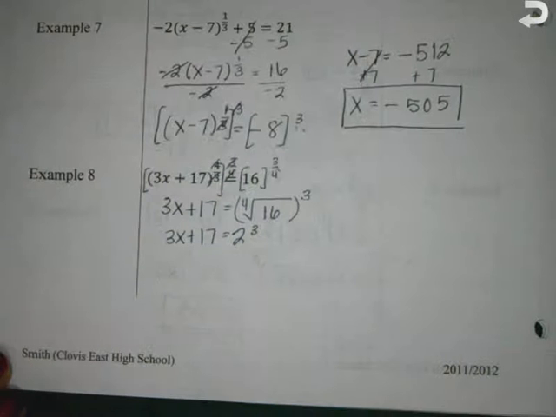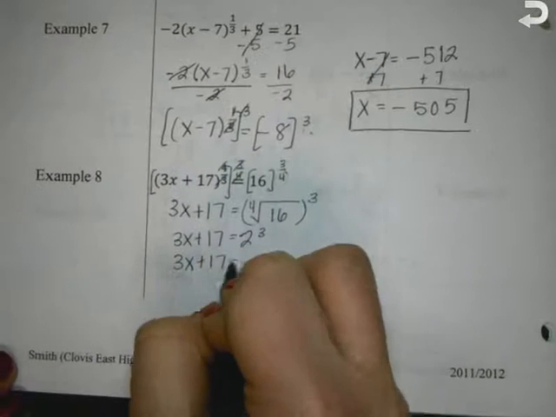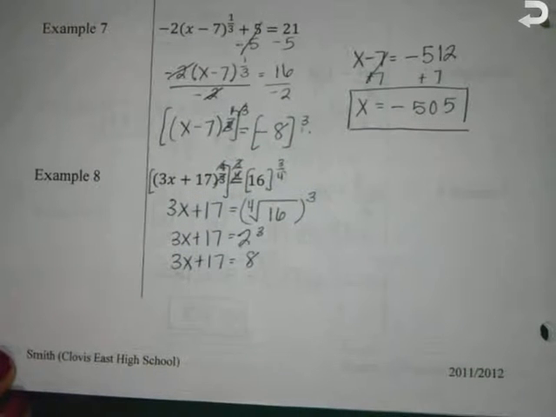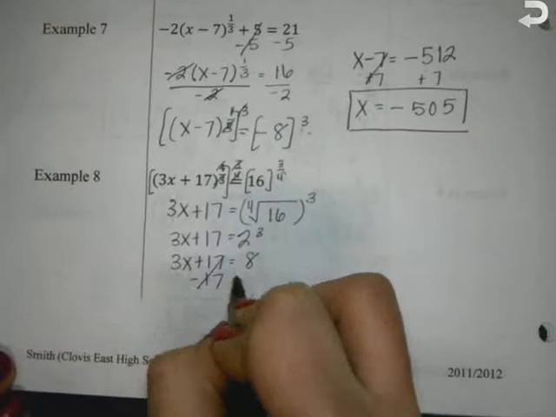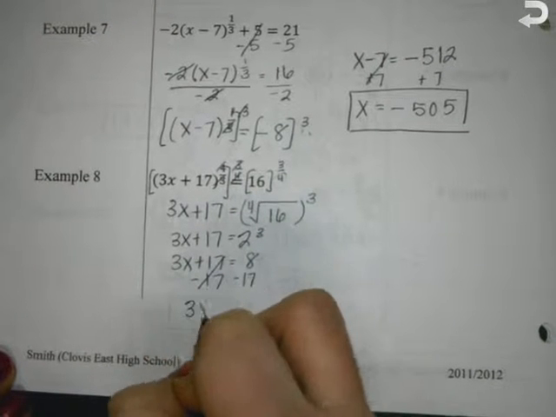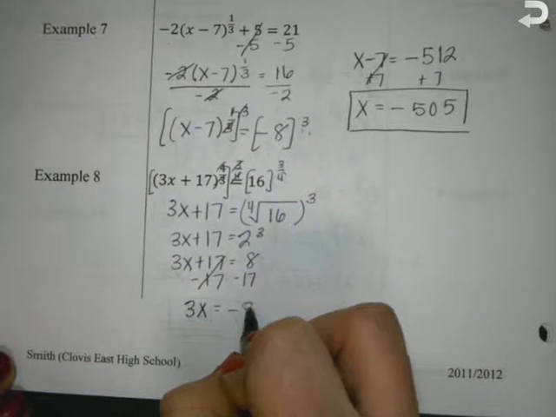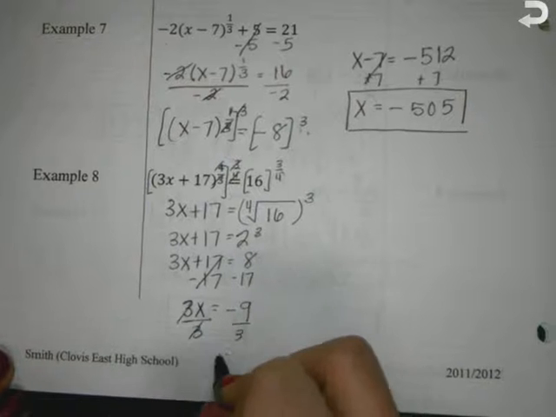And then this is a two-step equation. We subtract 17 from both sides. So 3x equals -9. And then we divide both sides by 3. So x equals -3. What do you think? Not too bad, right? Simple.